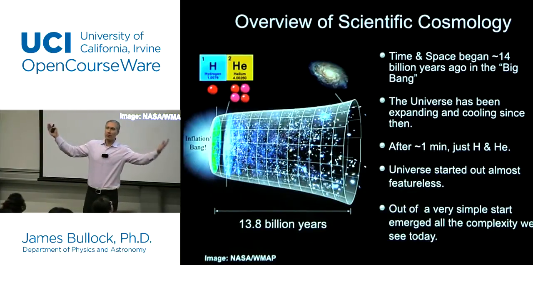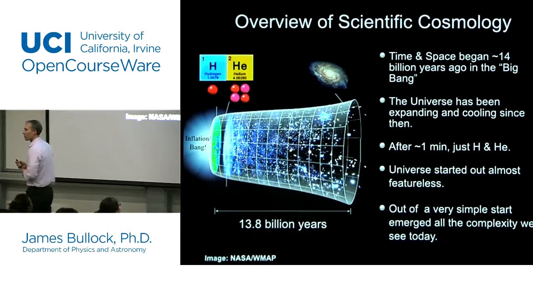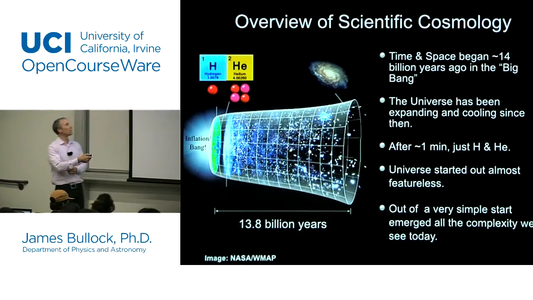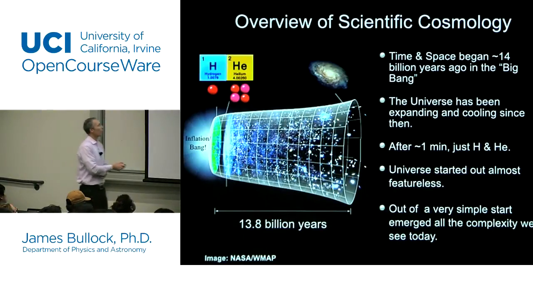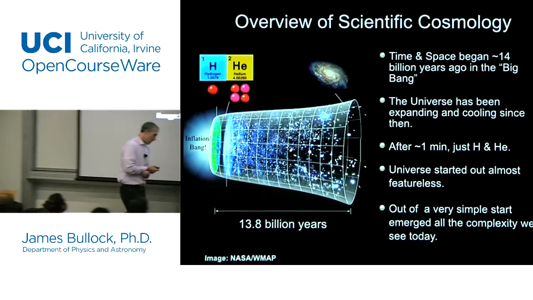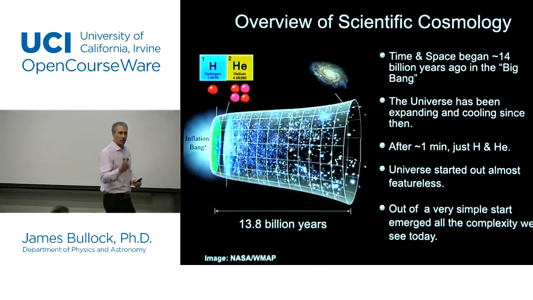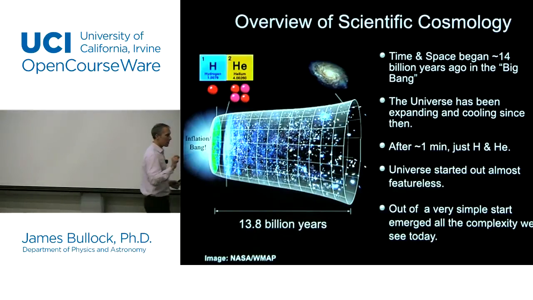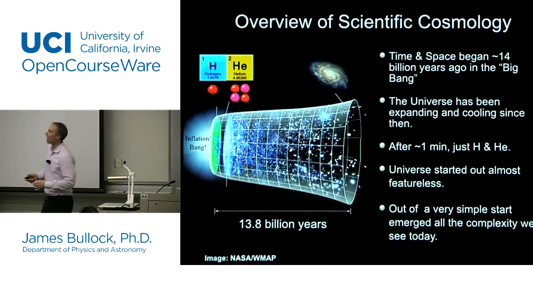So if we were to give an overview of scientific cosmology, I've shown this before, but let's just remind ourselves what we think is going on. Okay, so we think that space and time began about 14 billion years ago in an event that we broadly call the Big Bang. It's just a name for it. But we think very early on the universe was small and very hot.